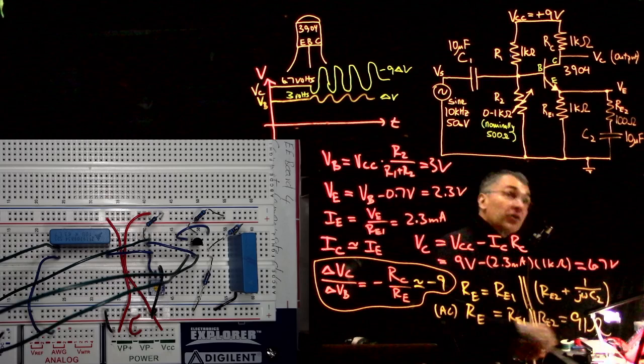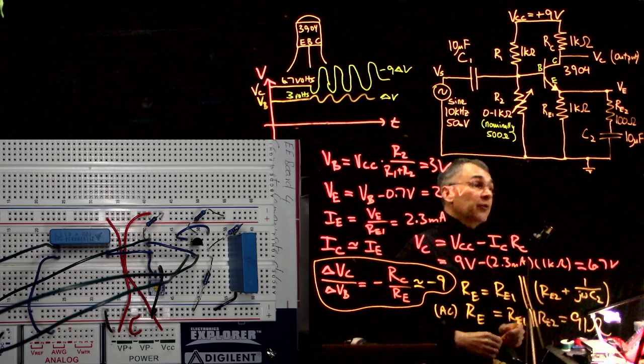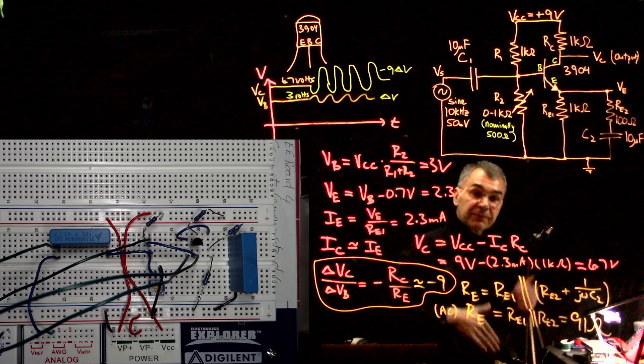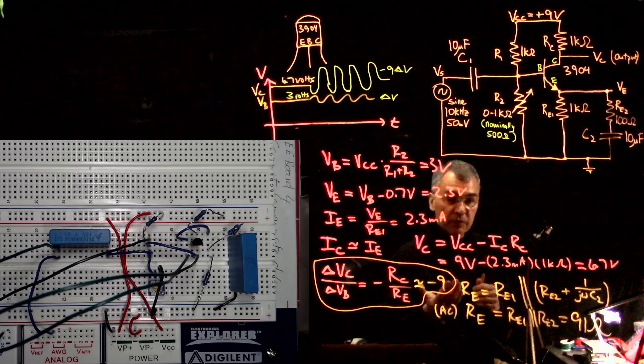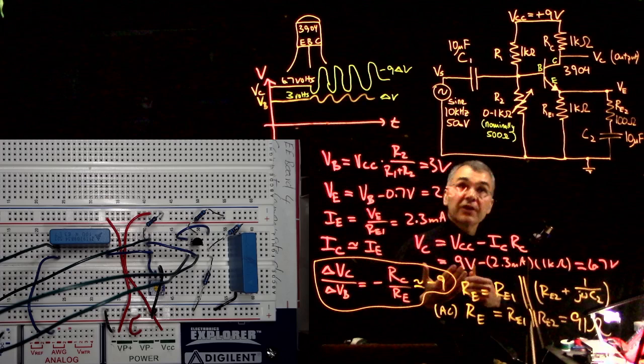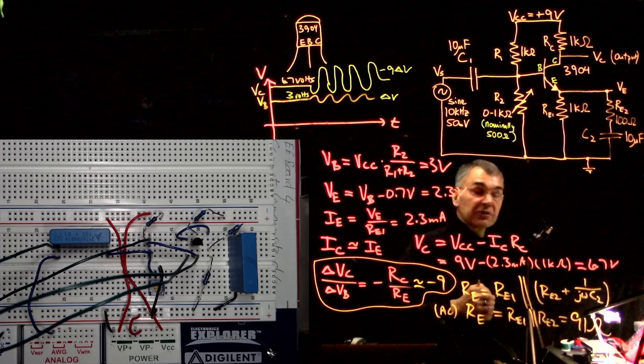looking at the collector, which is the output of this circuit, right? So the common emitter amplifier, its output is at the collector. Remember, the emitter follower's output was taken at the emitter. The common emitter amplifier's output is taken at the collector. And in both of those cases, the input is at the base.